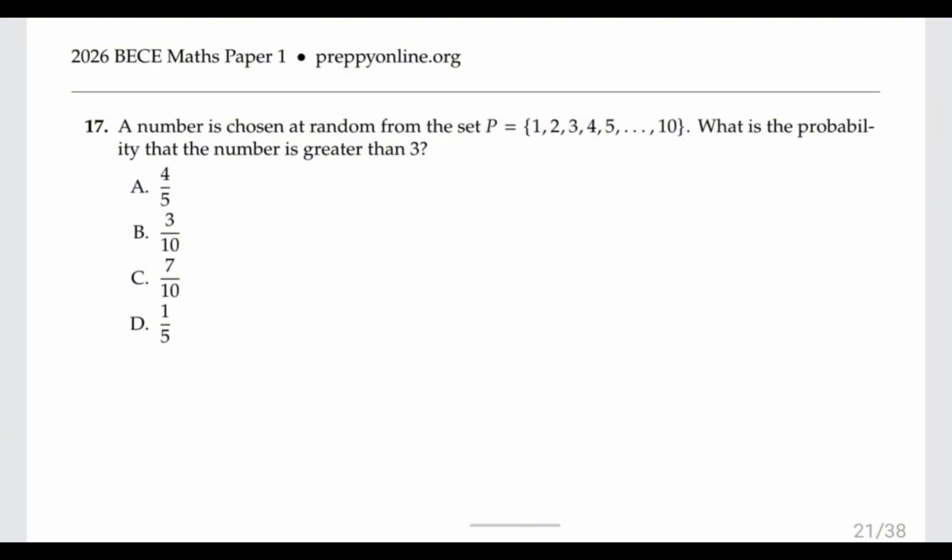Our next question is question 17. A number is chosen at random from the set P equals 1, 2, 3, 4, 5 up to 10. What's the probability that the number is greater than 3? So we can use a definition of probability.